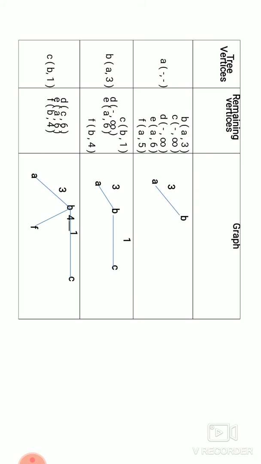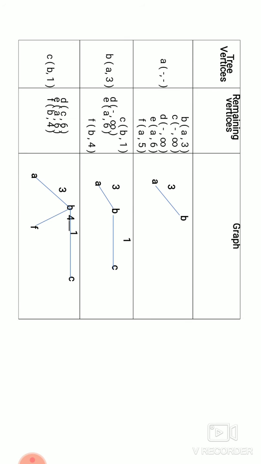So if I reach F from B, my parent node will be B and the distance will be 4. So that is why in the second row I have taken C of B comma 1, D of dash comma infinity, E of A comma 6, F of B comma 4. So among these 4 nodes, which one has the minimum distance? Definitely it is C, C of B comma 1.